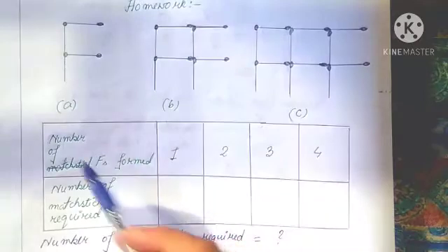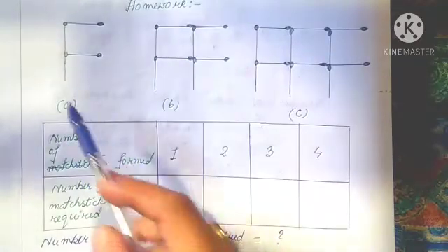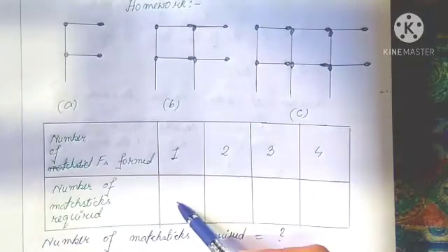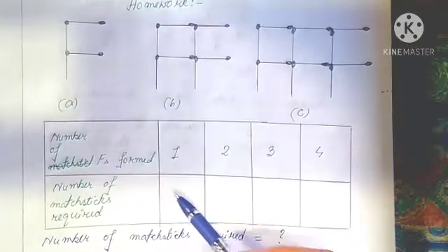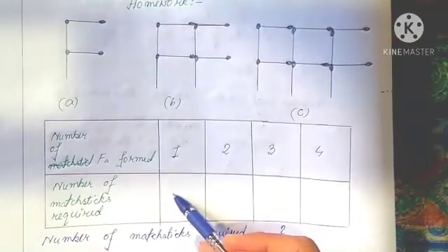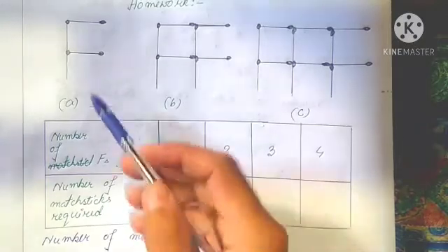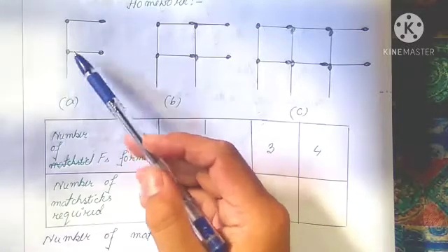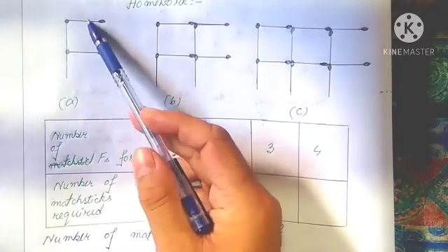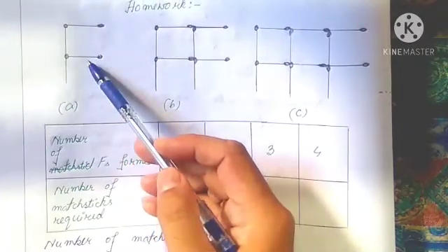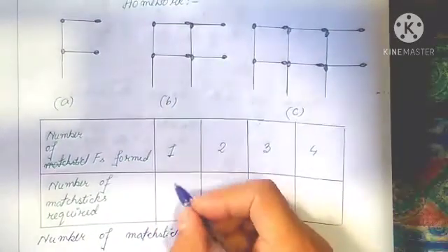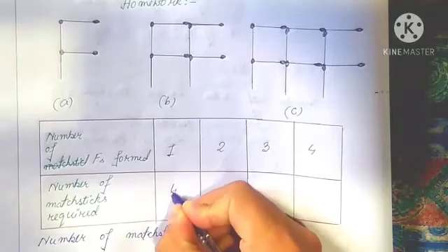So here, the number of F's formed. In the first figure, how many F shapes are formed? 1. And in the last video I told you to find the number of mastics required. So let's count the number of mastics. 1, 2, 3, 4. 4 mastics are required to form one F shape. So here we will write 4.